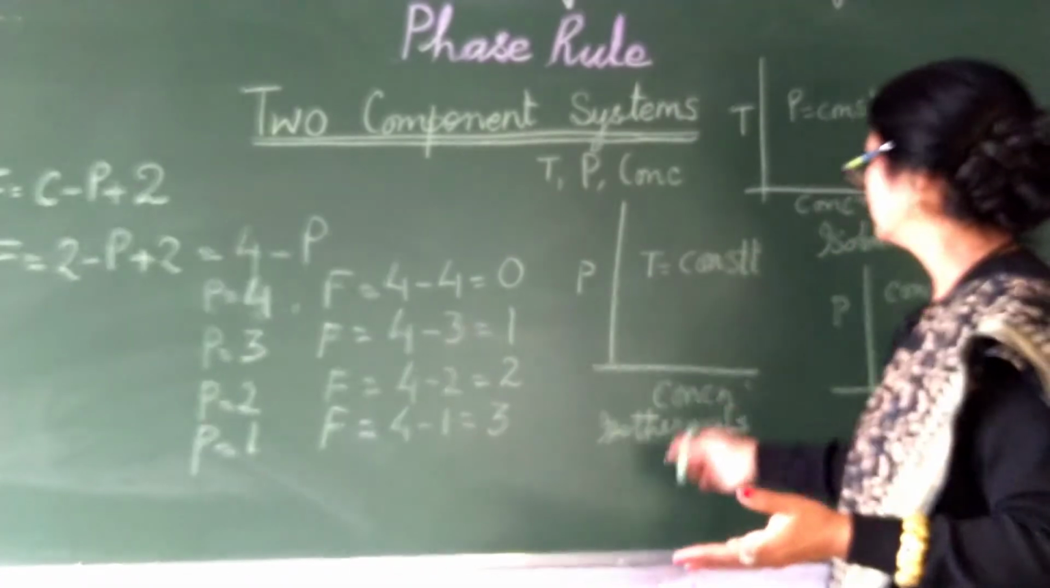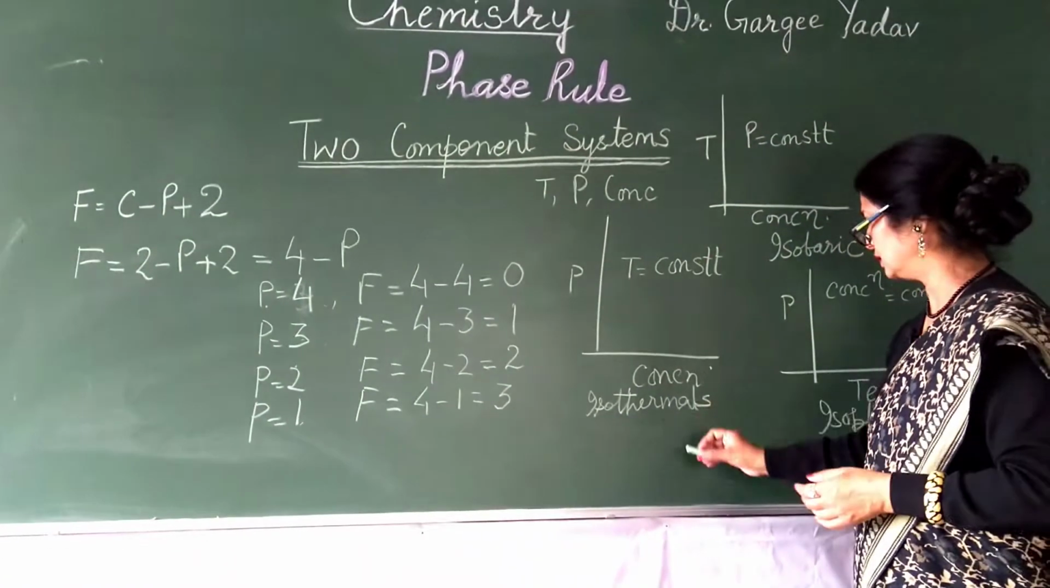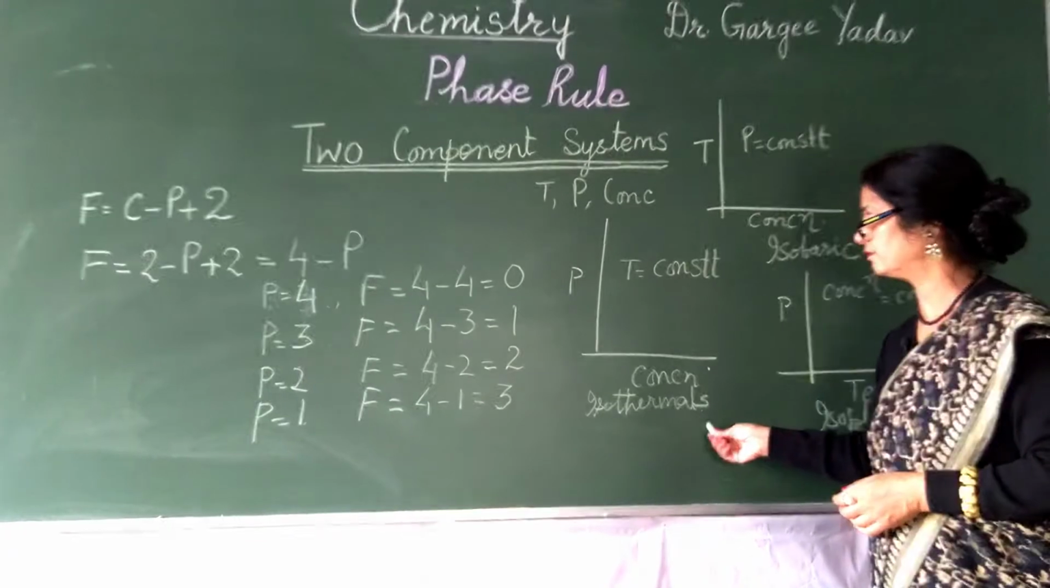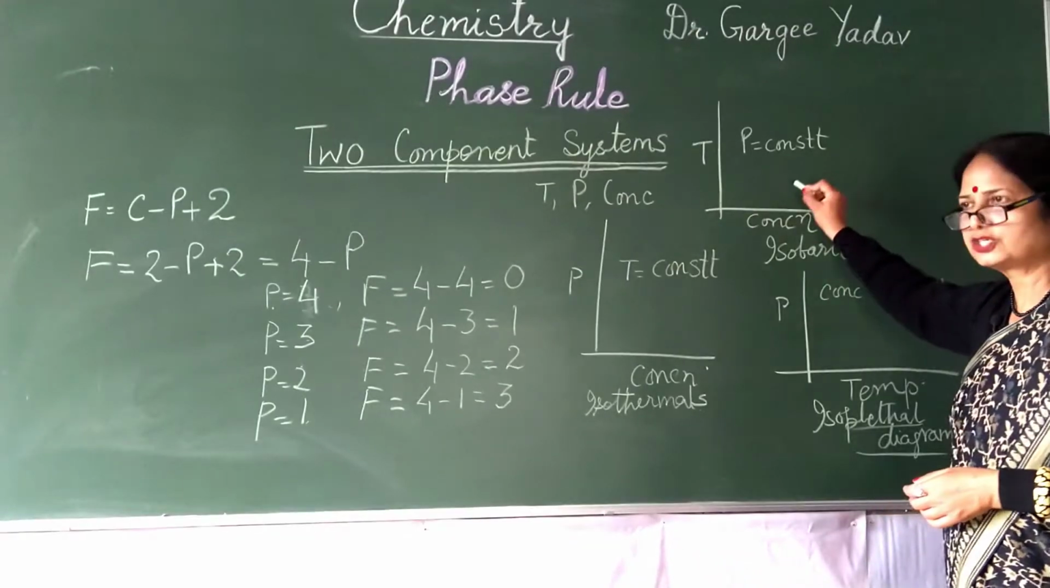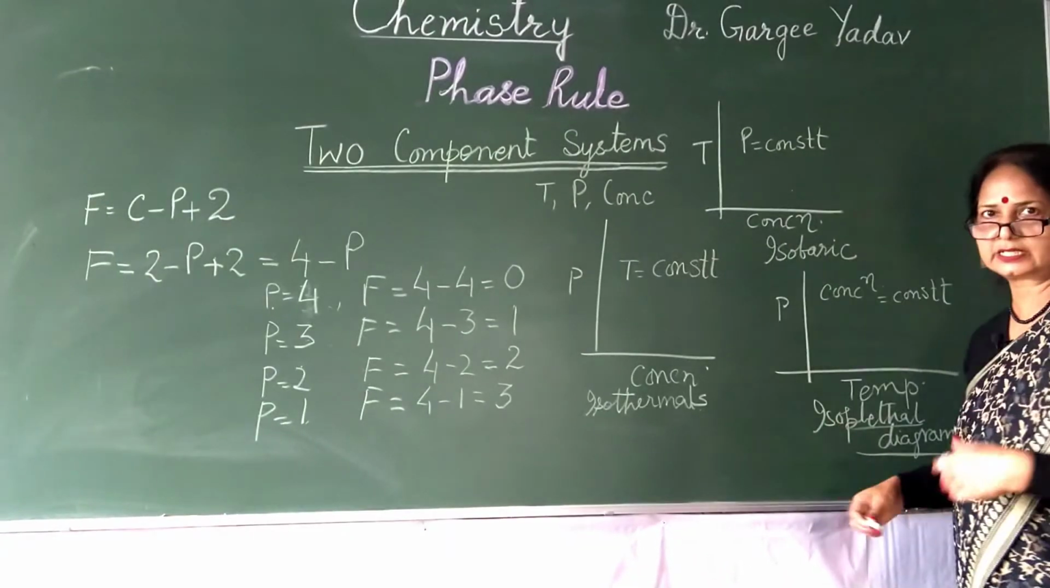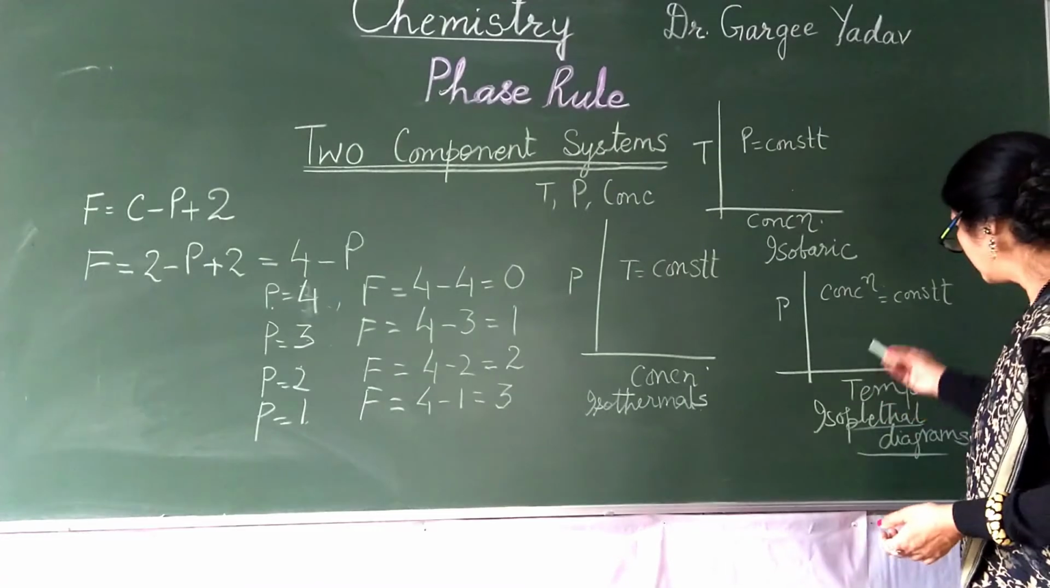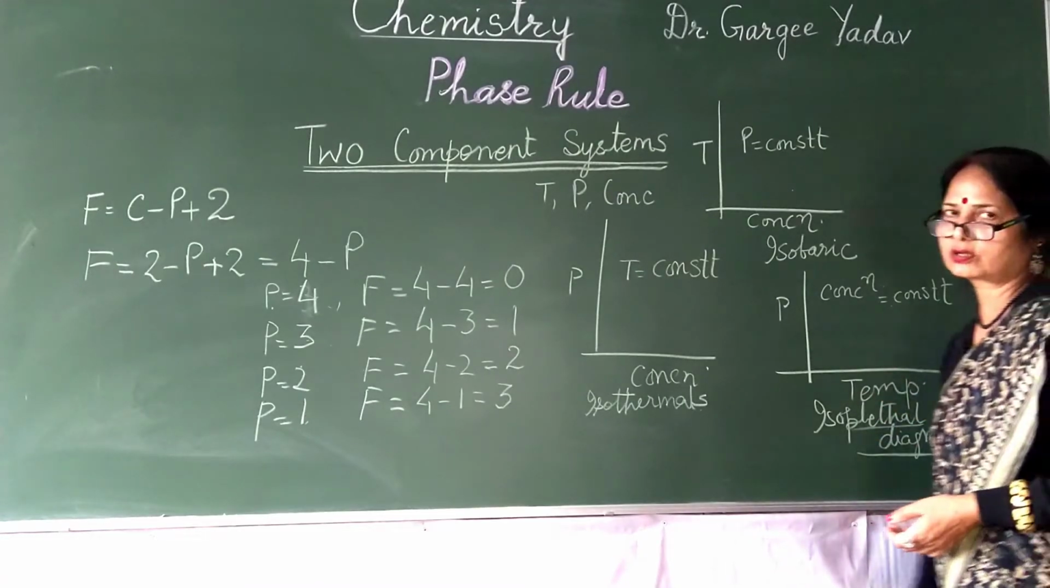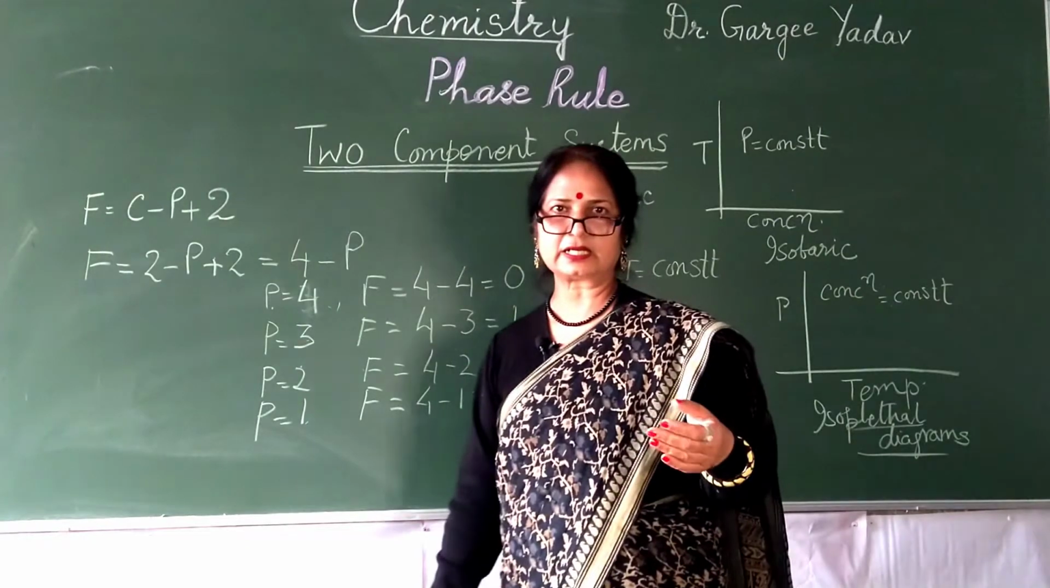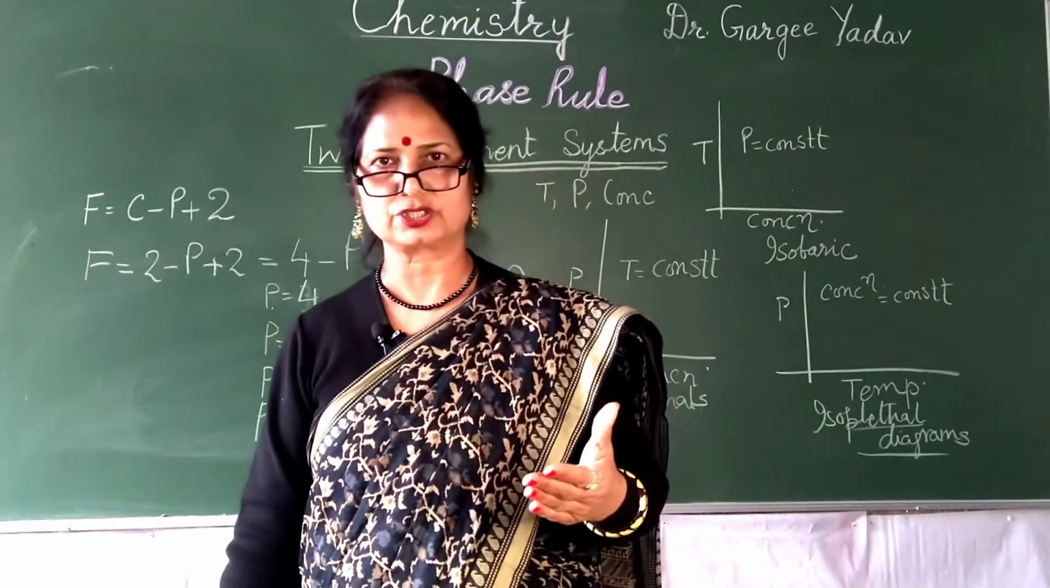When we are taking the temperature as constant, then it is known as an isothermal phase diagram. When we are taking pressure as constant, then we say that we are studying under isobaric conditions. And when we take the concentration as constant, then we are studying under isobaric conditions.